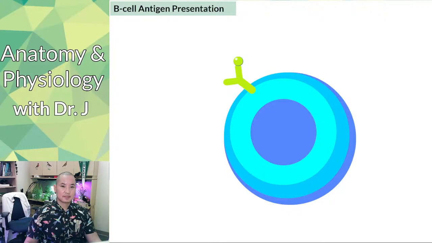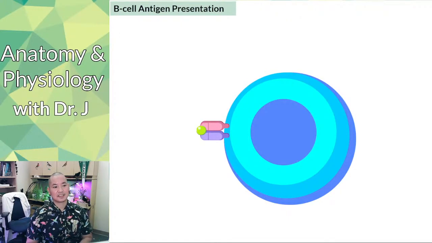What's going to happen is that when this B cell has this antigen bound to its receptor in its membrane, it's going to bring in this antigen, and then it's going to present this antigen on MHC class II receptors. So again, if you remember our whole thing about professional antigen presenting cells, B cells are a type of APC, so they do have MHC class II receptors.